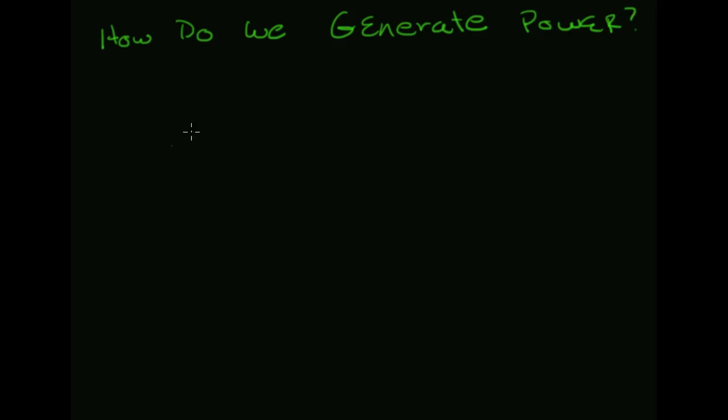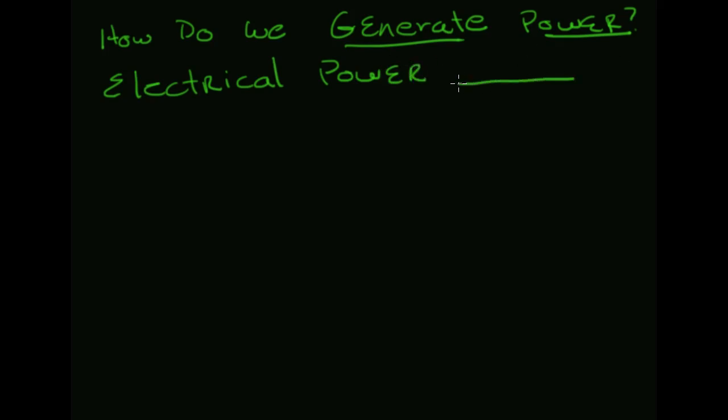Okay, so this is a set of notes on how do we generate power. Now, almost every time that we talk about generation of power, we're talking about electrical power. So electrical power is usually conceived of as moving some sort of an electron along a wire. Okay, so ultimately electrical power is a type of kinetic energy where we're moving a subatomic particle through a conductor.